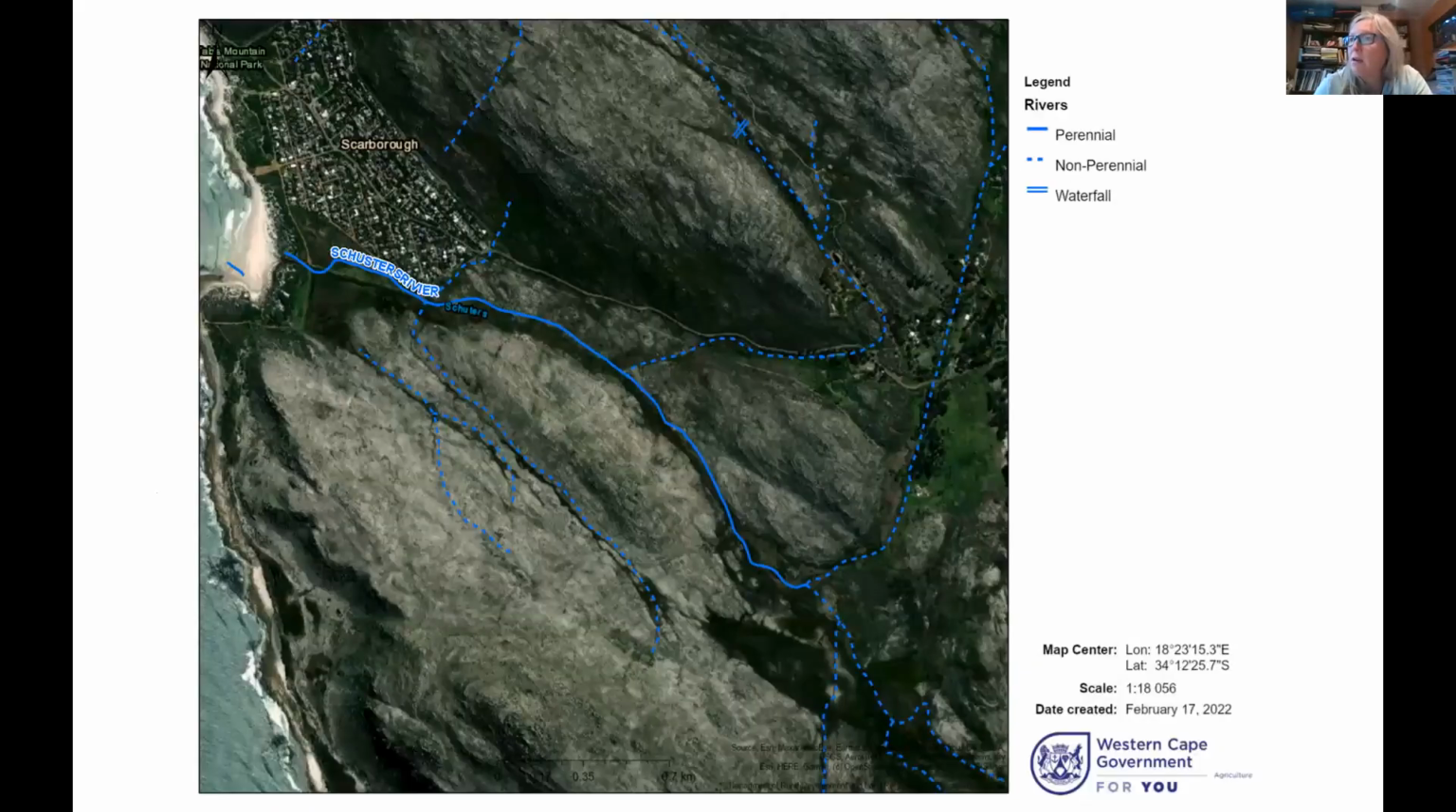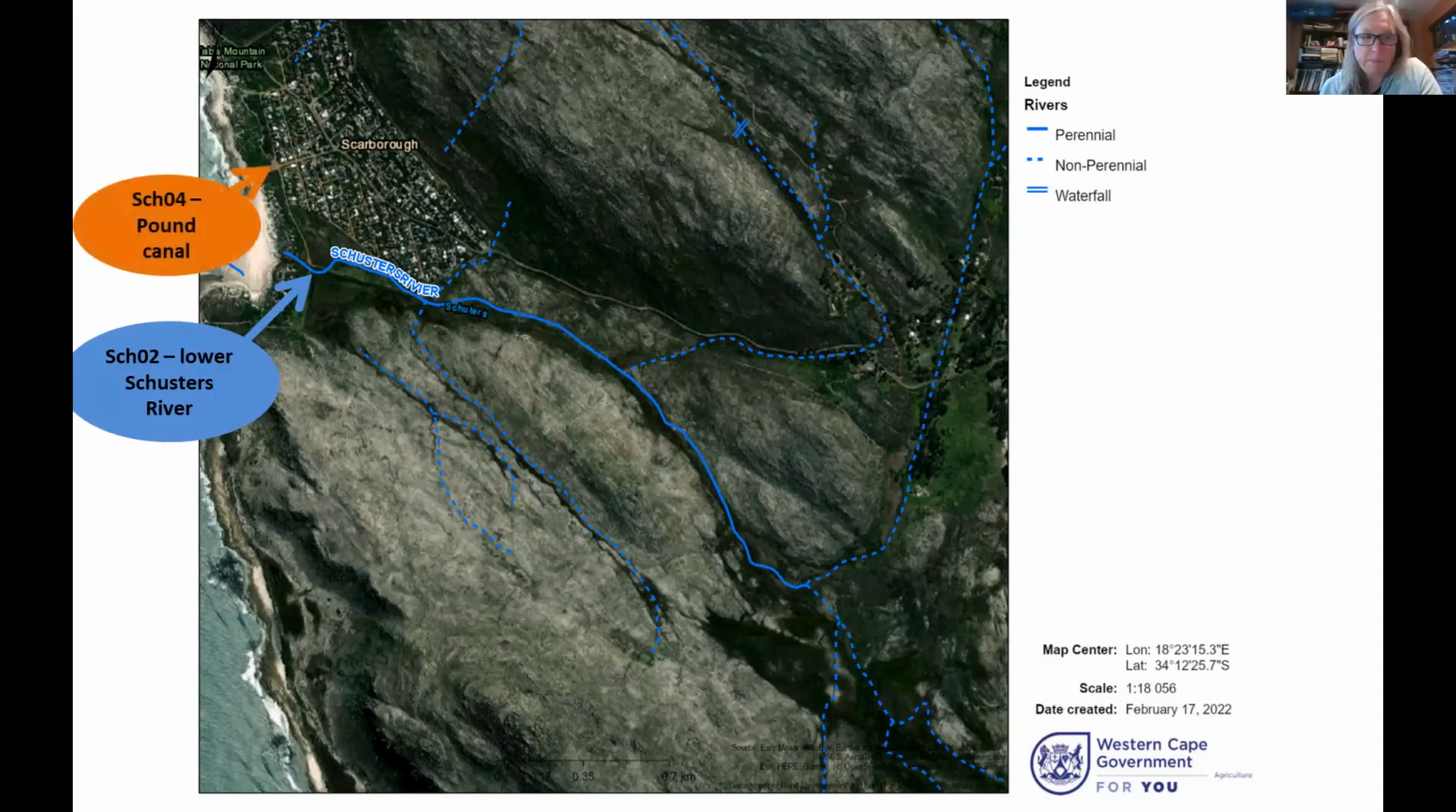Just to show you where the two sites are. This is an aerial photograph of Scarborough up in the top left there. This is a map that I've taken off Cape Farm Mapper, and I'll share that website address with you, because it's a really useful website for those of you who want to look at the rivers and the wetlands around Scarborough. It's a really useful source of information. So basically the two sites are, one is on the Lower Schusters River, called SCH02 in the City of Cape Town database. And then another site is Pound Canal, as I mentioned, SCH04. I'm putting the numbers up there because the data that we're going to look at relate to those specific site numbers.